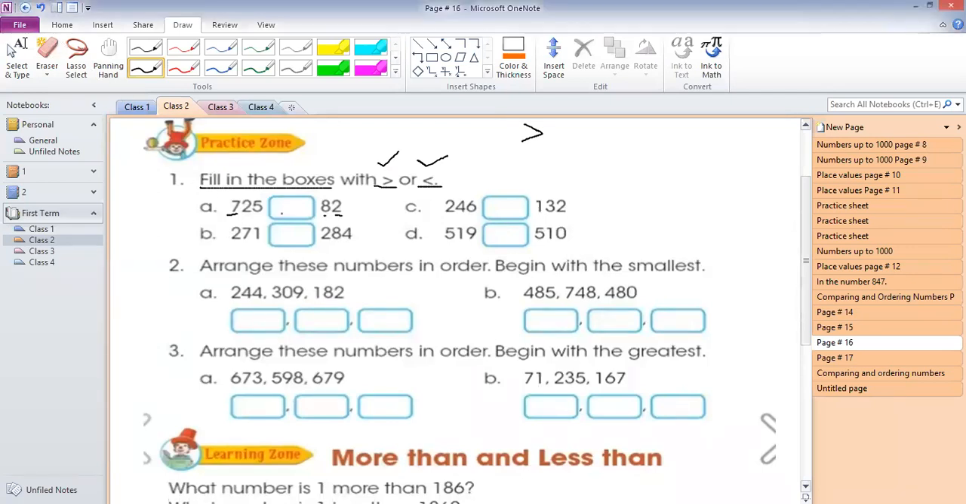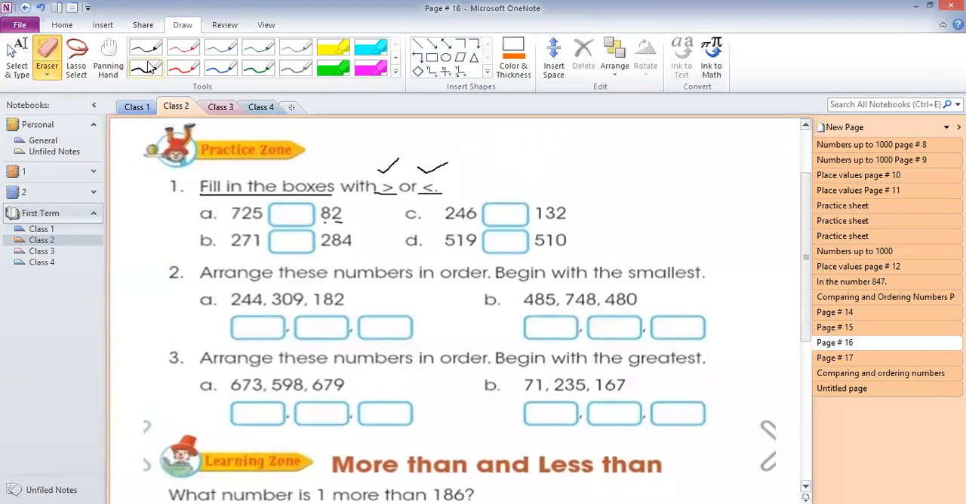So what sign should I put here? This one or this one? Answer me in the chat box, guys. What sign should I write here? Hamza Sayyed, very good. All of you guys answer me in the chat box. Which sign should I put here? Greater than sign or less than sign? Hamza Muhammad, very good. Azam Saleh, very good. Amir, very good.